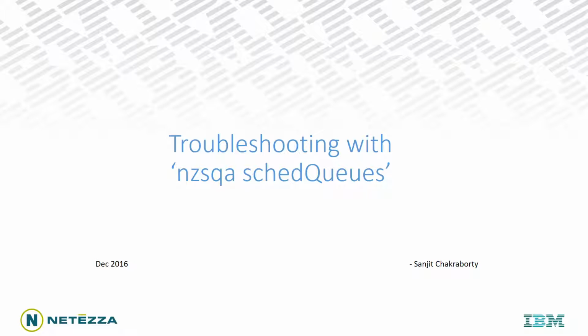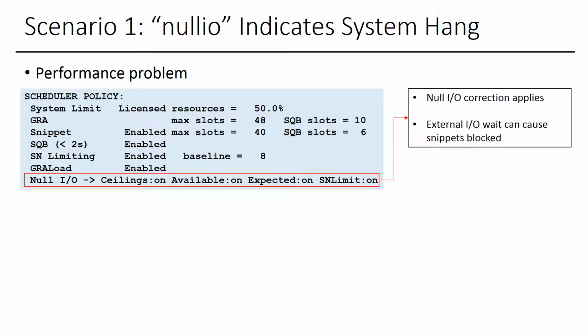In this short video, you will see some scenarios and use of SchedQueues output to diagnose different performance problems. In this scenario, you are encountering bad performance and the appliance is almost unusable. There are many different situations which can cause poor performance, but in this scenario, you will see how to recognize a particular type of performance problem in the SchedQueues output that is related to null I/O.